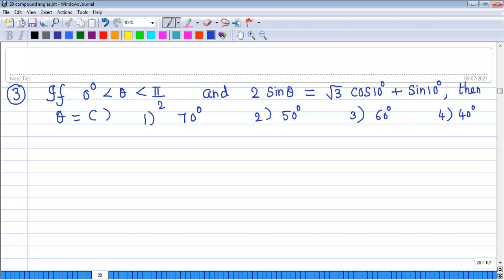One thing: if you are able to write the right hand side in the form of sine of a plus b, then sine theta is equal to sine of a plus b, so theta is equal to a plus b. So the a value and b value will be obtained, and by adding a and b, we get the theta value. So that is my idea. That means transpose to that side, or multiply both sides by 1 by 2. You will get sine theta.